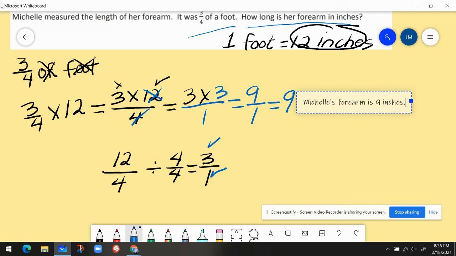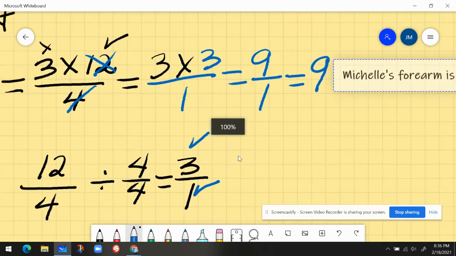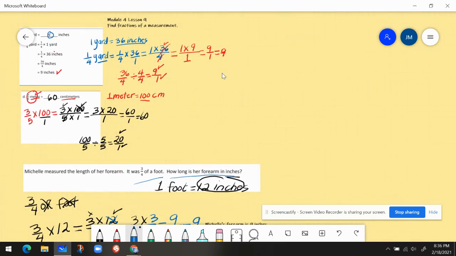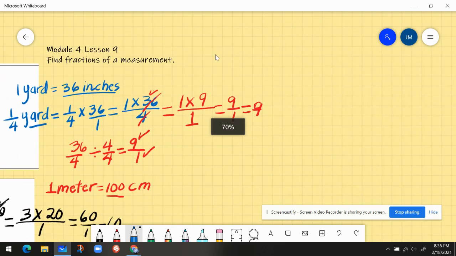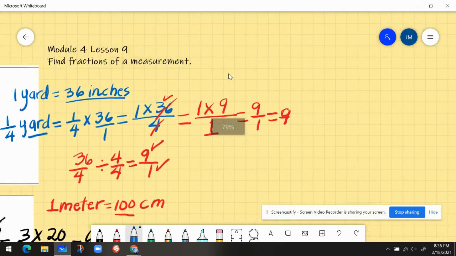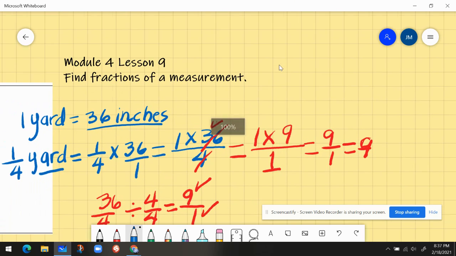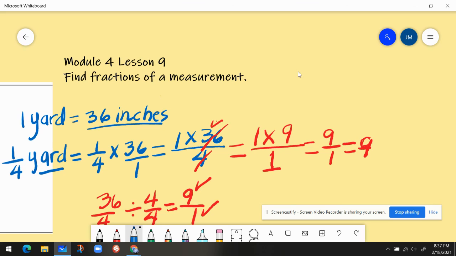Okay, my friends, make sure you watch this video again. It's a very powerful tool because with a video you can rewind it and look closely at each of the steps of the process, and each step is the same. Remember, find fractions of a measurement.